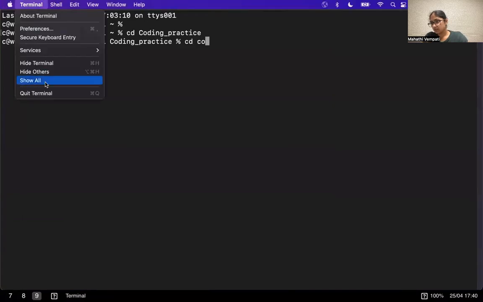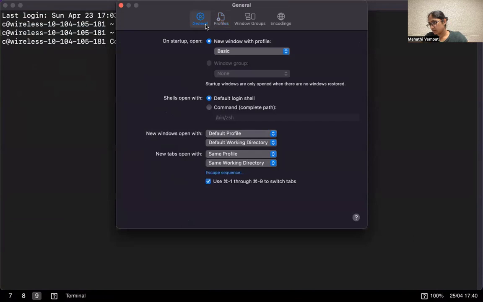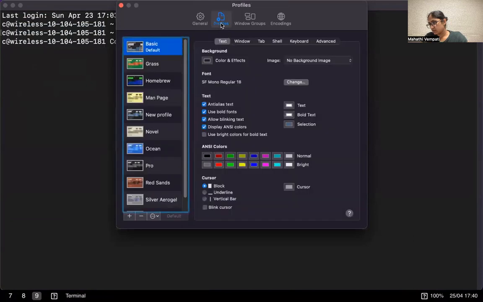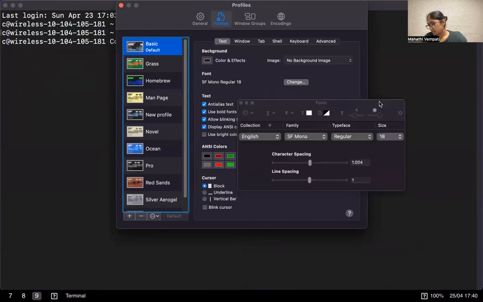My terminal looks small. I think I changed preferences. Yeah, I used 24. 18 is too tiny for me.